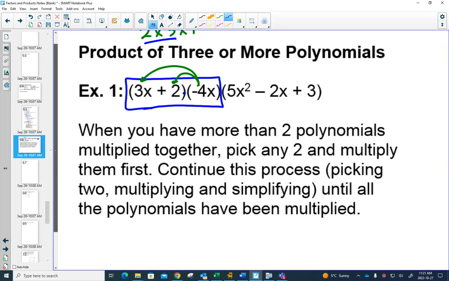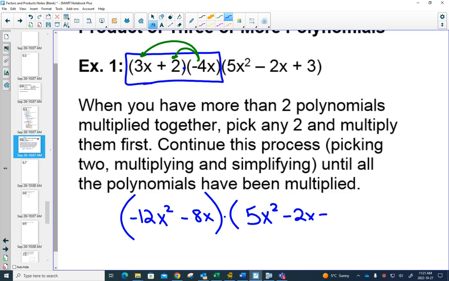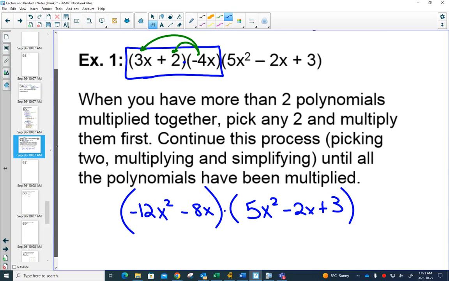So as a result, minus 4 times 3, minus 12x squared, and minus 4 times 2, minus 8x. I put that in brackets because that's the answer when I multiply those 2 together. And I still have the other one, 5x squared minus 2x plus 3. Oh, now I'm being super careful because now I think the chart would make sense, right? Because we've got one with 3.